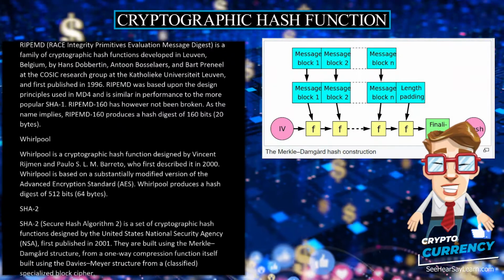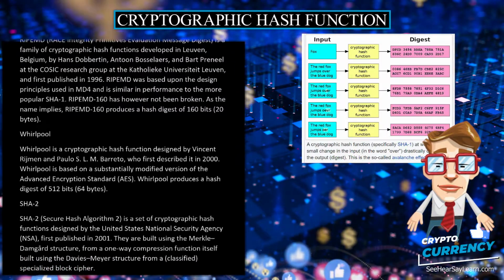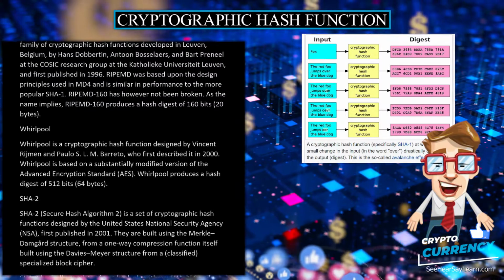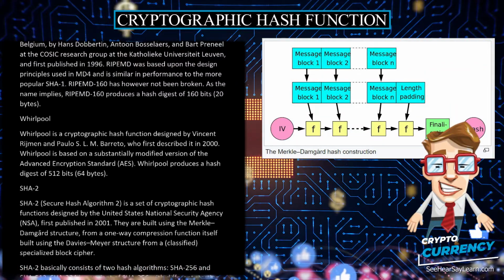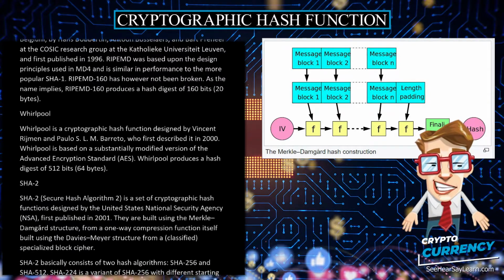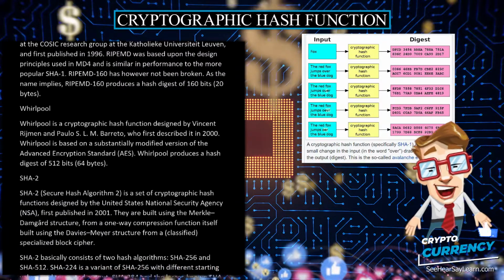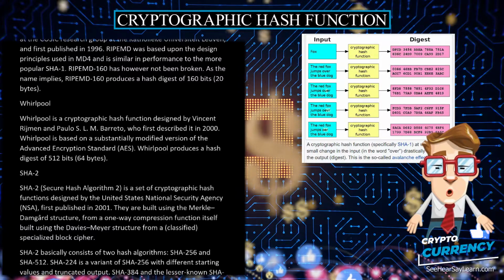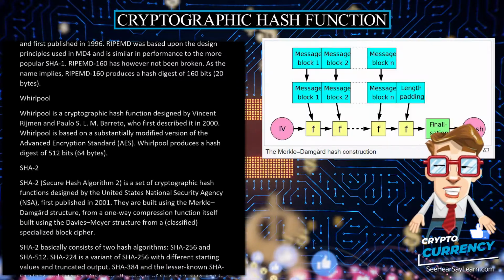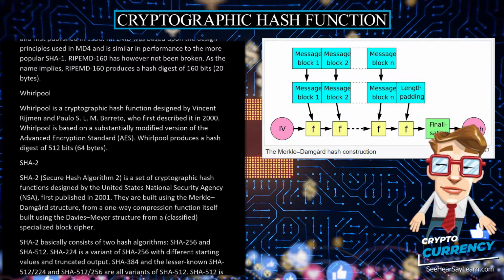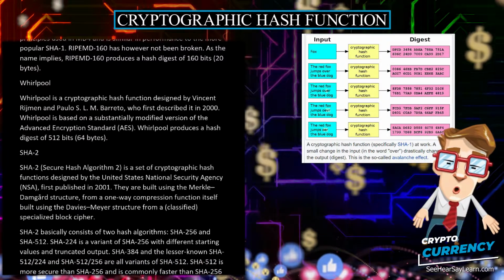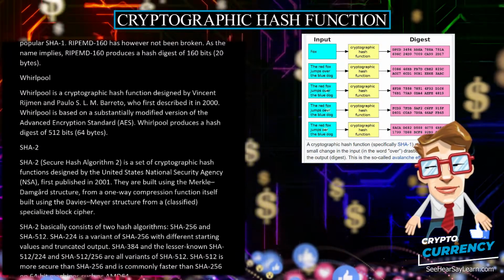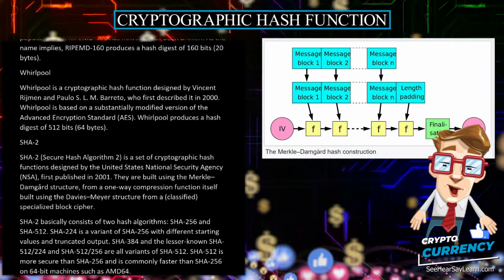The output size in bits is given by the extension to the SHA name, so SHA-224 has an output size of 224 bits, 28 bytes. SHA-256 produces 32 bytes, SHA-384 produces 48 bytes, and finally, SHA-512 produces 64 bytes.